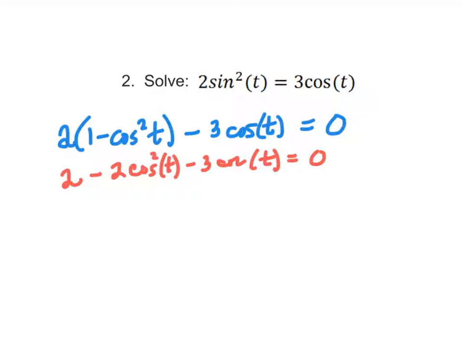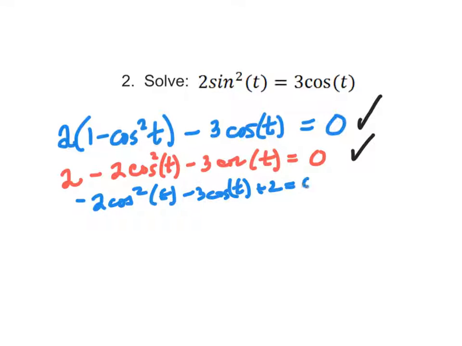Alright, so if you paused the video, hopefully you were able to at least get through these first two steps. In this first step, all I did was take and rewrite sine squared as 1 minus cosine squared. In the second step, I distributed 2 through my parentheses. Now in my third step, I'm going to rearrange things a bit. I'll have 2 cosine squared t minus 3 cosine t plus 2 is equal to 0.